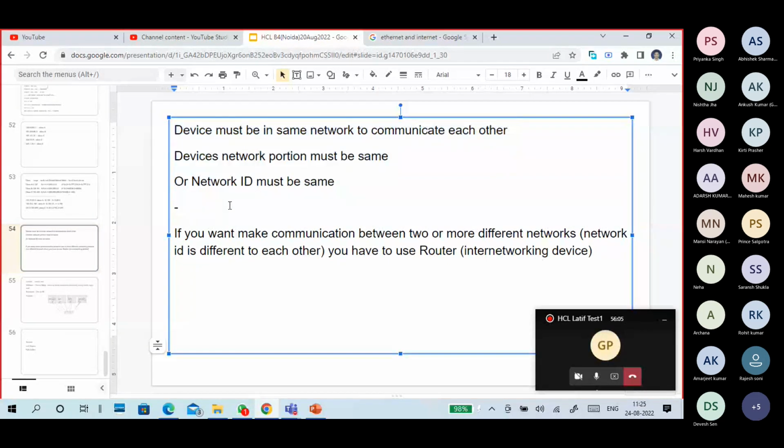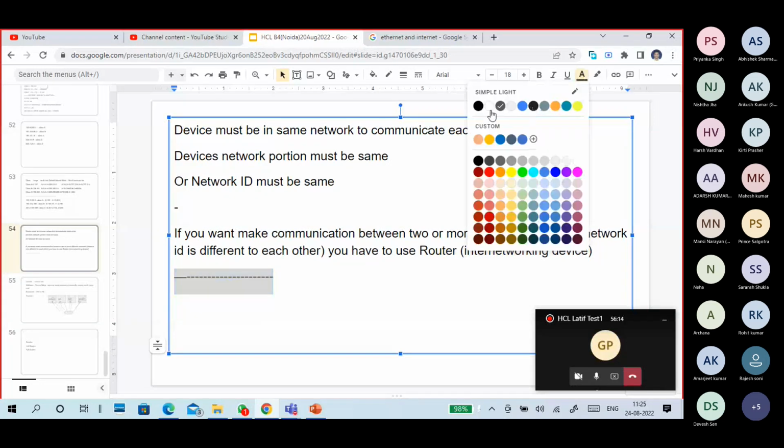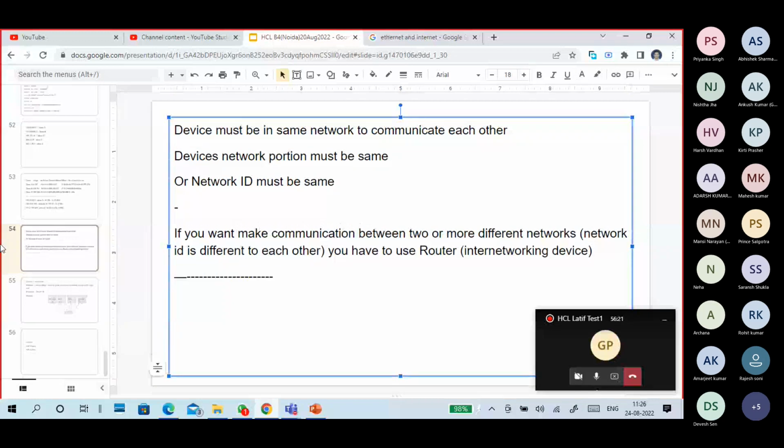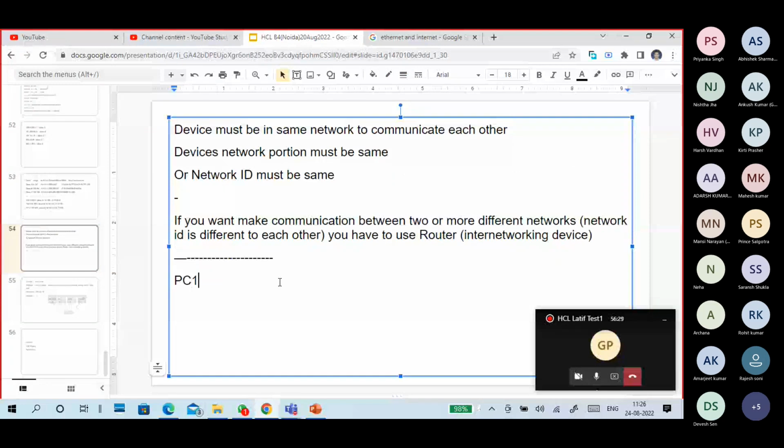So guys, this is the rule. If you want to make a communication between two devices, their network ID must be same. For example, I have a computer, PC1, configured with 192.168.10.230, and PC2 with 192.16.100.12. These two PCs will communicate each other or not? First of all, which class is it? Very good, class B.